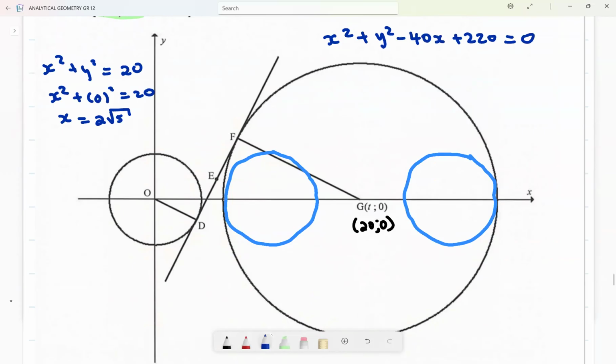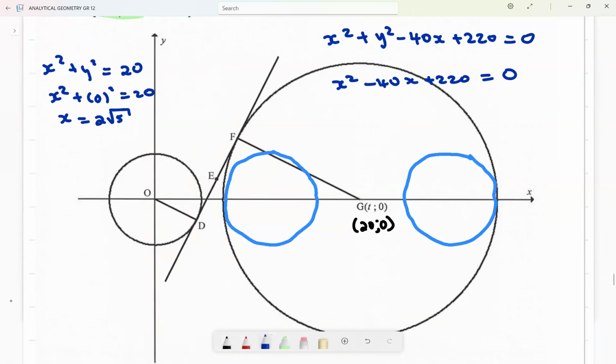It is equal to 0. And I want the y-intercept. For the x-intercept, I let y equal 0. So it's going to be x squared minus 40x plus 220, and it is equal to 0.